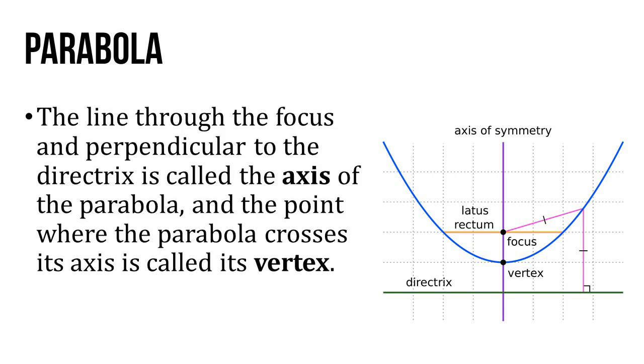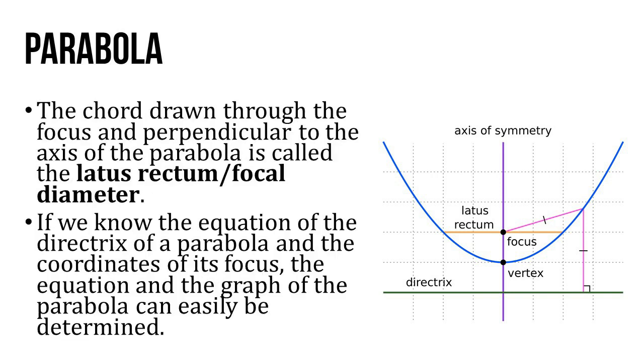The line through the focus and perpendicular to the directrix is called the axis of the parabola, and the point where the parabola crosses its axis is called its vertex. The chord drawn through the focus and perpendicular to the axis of symmetry of the parabola is called the latus rectum or the focal diameter. If we know the equation of the directrix of a parabola and the coordinates of its focus, the equation and the graph of the parabola can easily be determined.